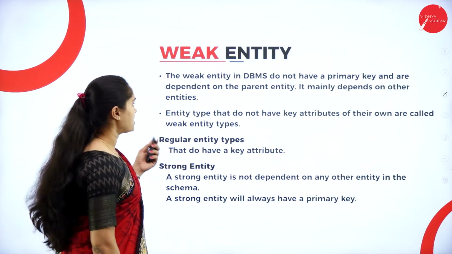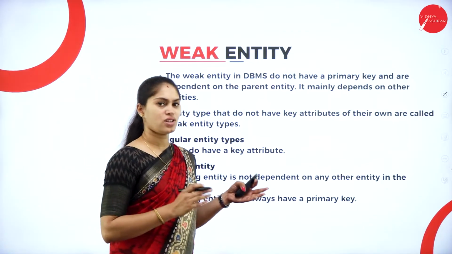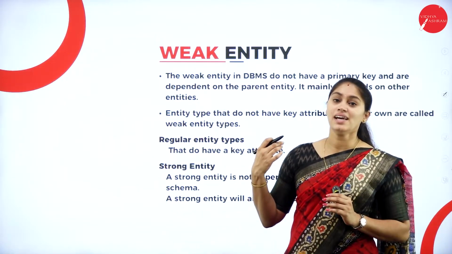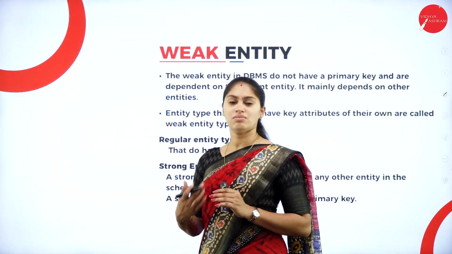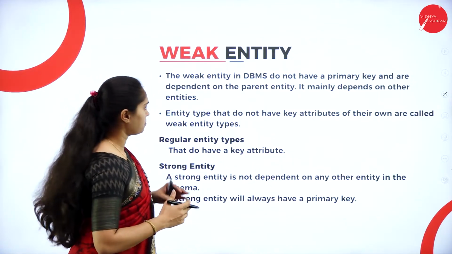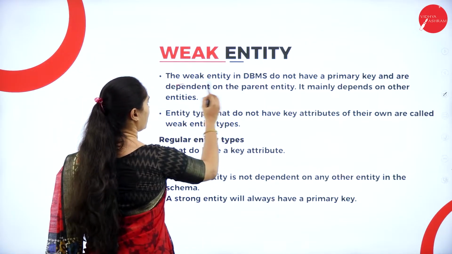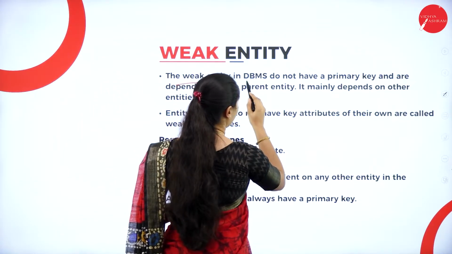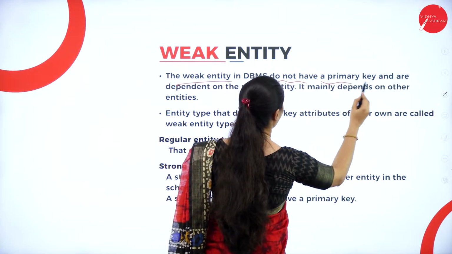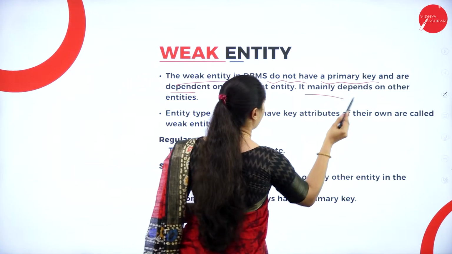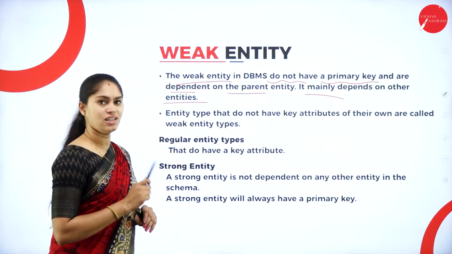Next, we'll see about the weak entity. Now I know about an entity, right? It can be any real world object, and it is represented with a rectangular symbol. Then what do we mean by a weak entity here? A weak entity in the DBMS does not have a primary key and is dependent on the parent entity, so it mainly depends on another entity.